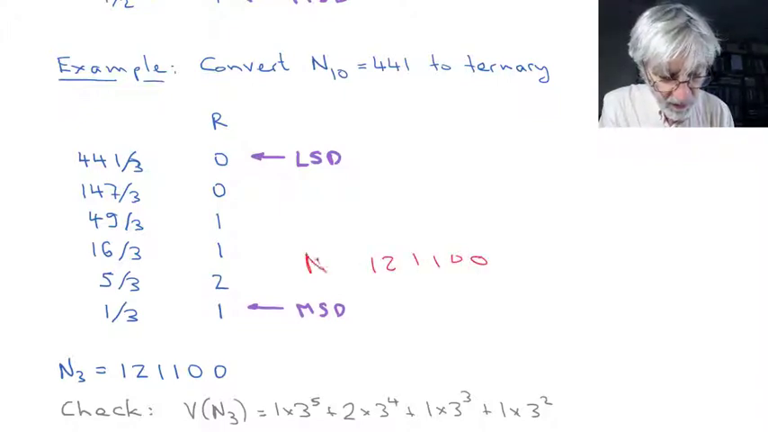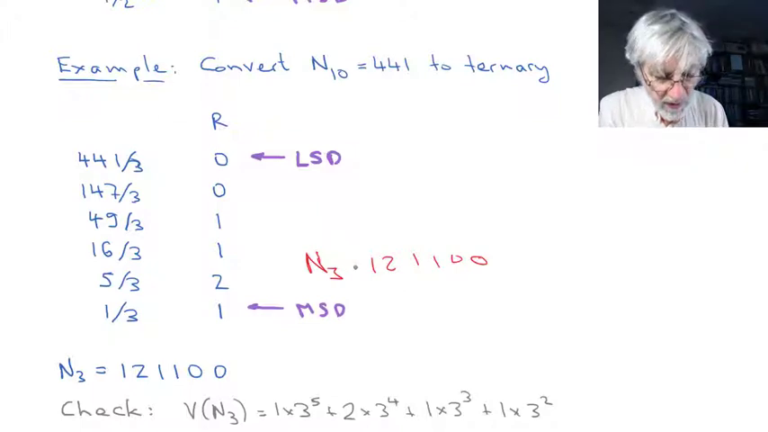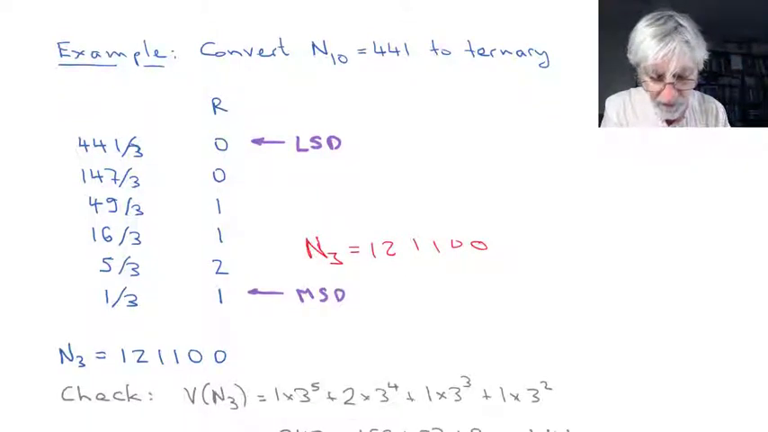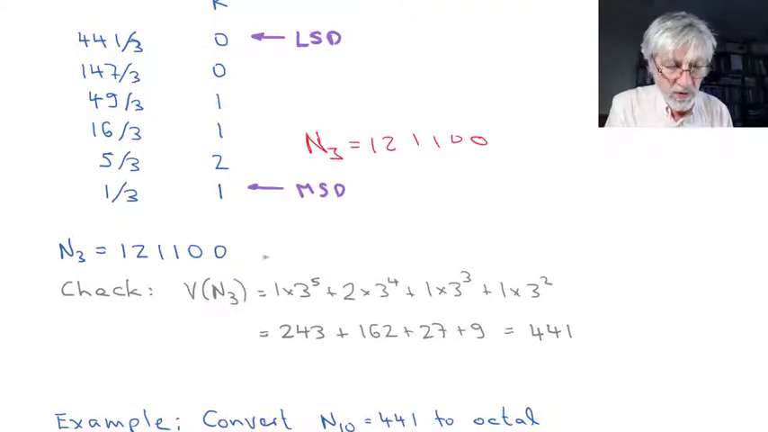So that's our number, the decimal number 441, now represented in the ternary number system. It's again quite easy to see that that is correct. You simply take here 1 times 3 to the 5 plus 2 times 3 to the 4 plus 1 times 3 to the 3 plus 1 times 3 squared. You add those all up and you actually find that this is 441.